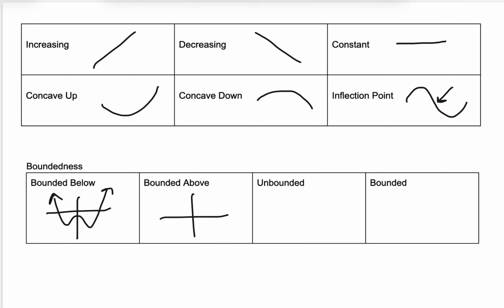Bounded above is going to be the opposite of that, maybe like this upside down parabola. So there's a high point, a maximum point, but it's going to keep going forever to the negative. Unbounded might be something like this hyperbola, because we can see on the hyperbola, the arrows are showing it's going to keep going up forever, it's going to keep going down forever. So that would be unbounded.